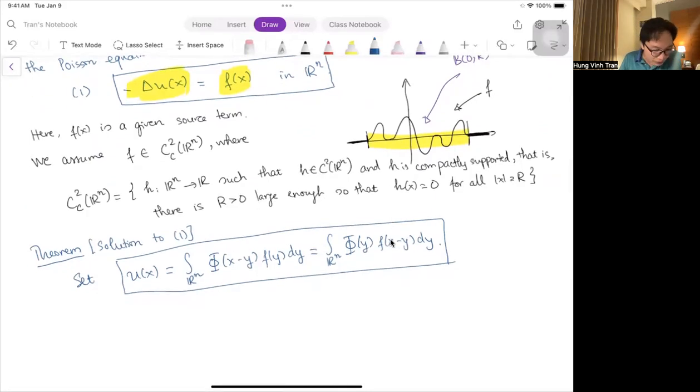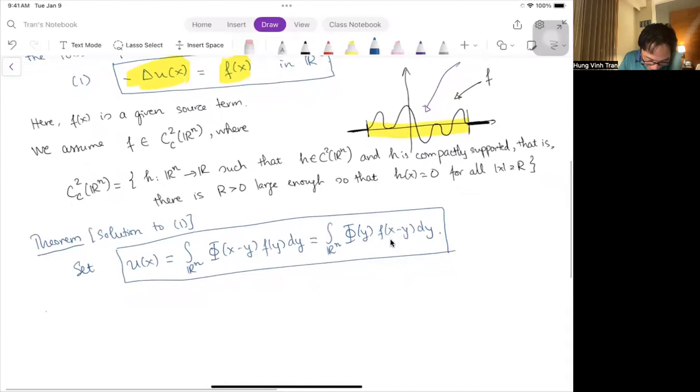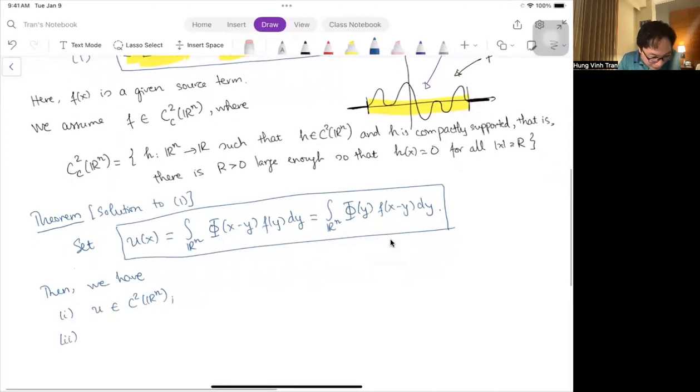Okay, so set u to be this formula. Then the theorem says that the first thing is that u is a function in C2 of Rn. So u is twice differentiable and its first and second derivatives are continuous. And the second claim is that u solves the Poisson equation. That is, minus Laplacian of u of x equals f of x in Rn.